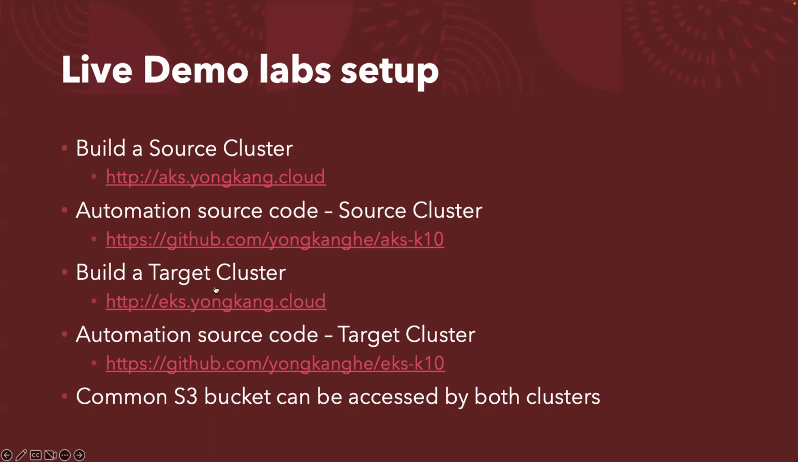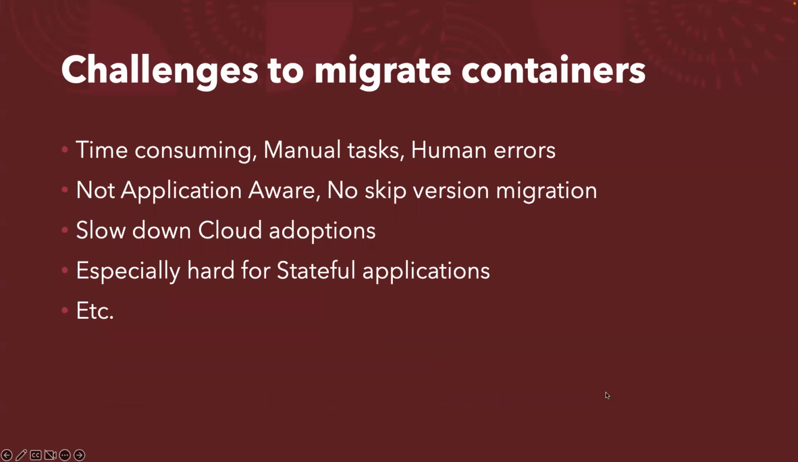And for my target cluster, I need to build a similar environment with Amazon EKS. This is a YouTube link, and at the bottom of the link, that's the EKS automation code. But obviously, to make it happen, we need to have a common S3 bucket, which can be accessed by both clusters.